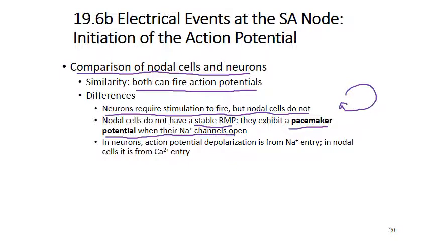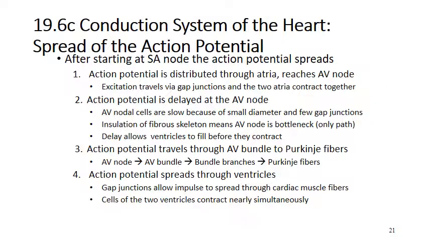And in neurons, the action potential depolarization is from sodium entry. In nodal cells, it's actually from calcium 2 entry. So notice that the sodium just goes ahead and gets it to the threshold, and then calcium is actually going to be the one that depolarizes it, and then potassium is going to come in to repolarize.